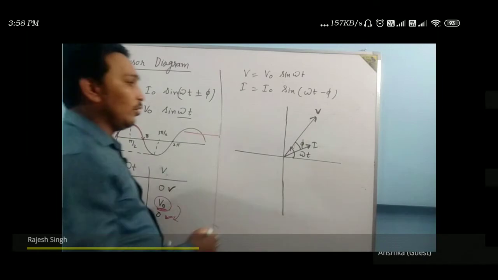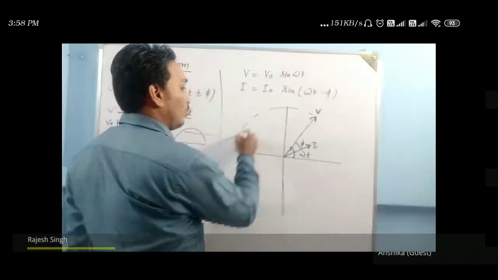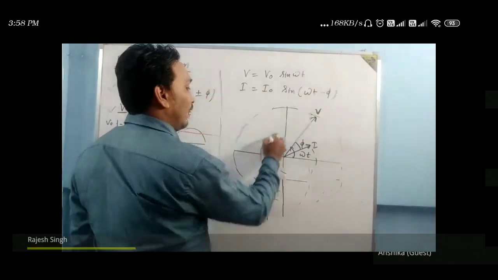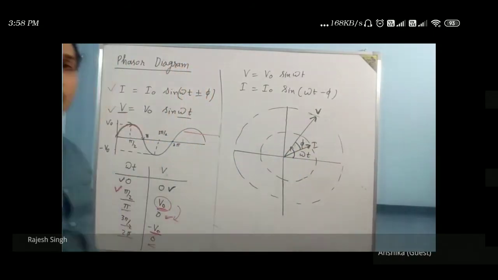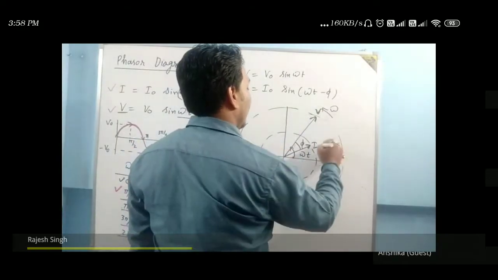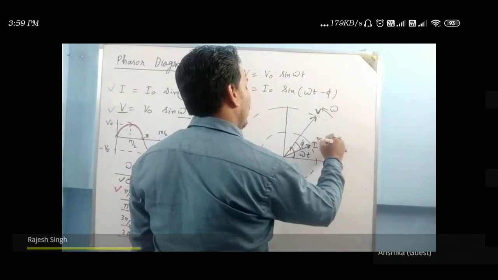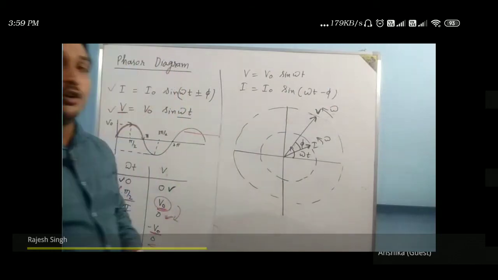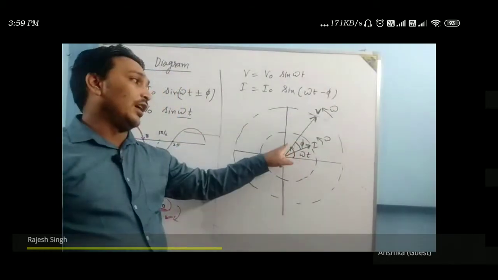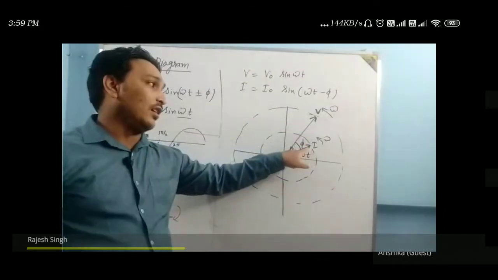I am not making the full circle. You can make the circle also, but I was just avoiding that. This vector rotates with an angular velocity of omega. This also rotates with an angular velocity of omega. But they are represented together. The voltage makes an angle of omega t, and the angle between voltage and the current is phi.